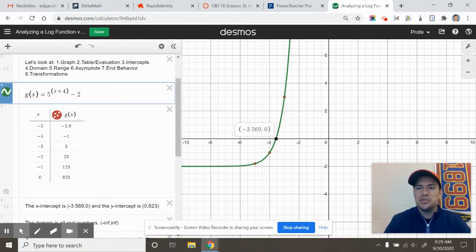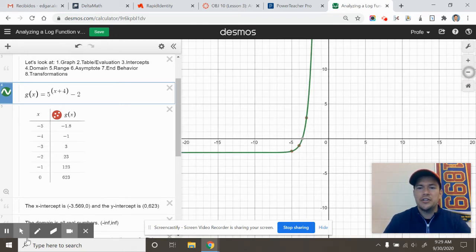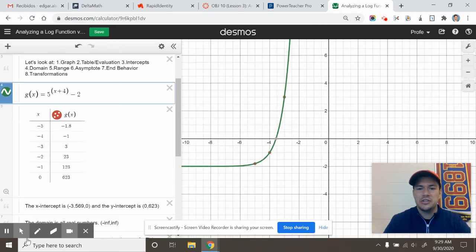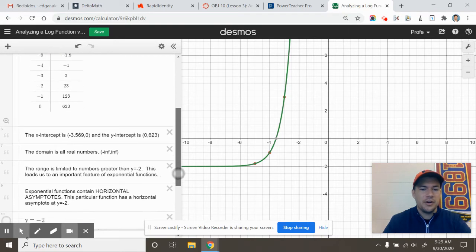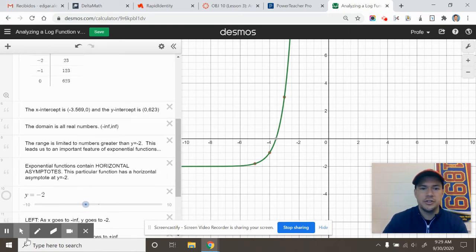Y-intercept, it almost seems as if though you'll never get the y-intercept, but we actually just ran through the calculations. It's 0, 623. So it's just on up there. All right, it's a very large y-intercept because exponential functions can grow very rapidly.